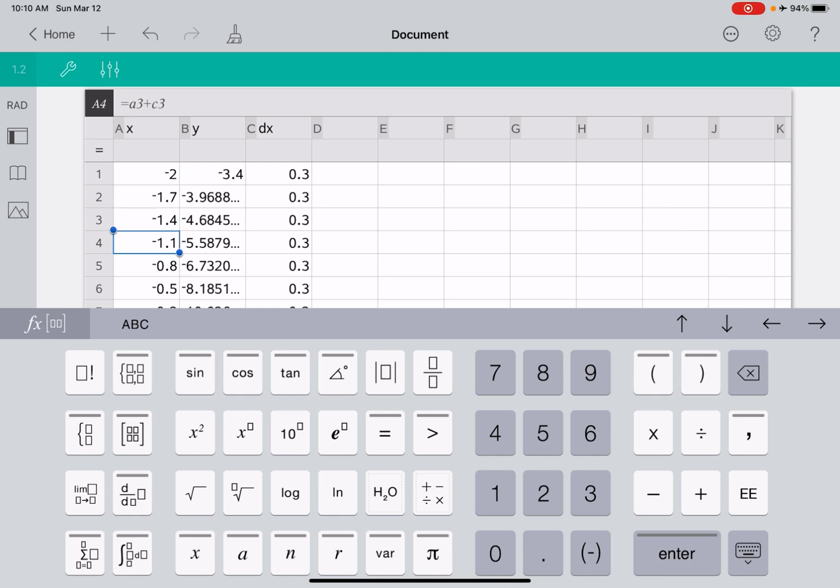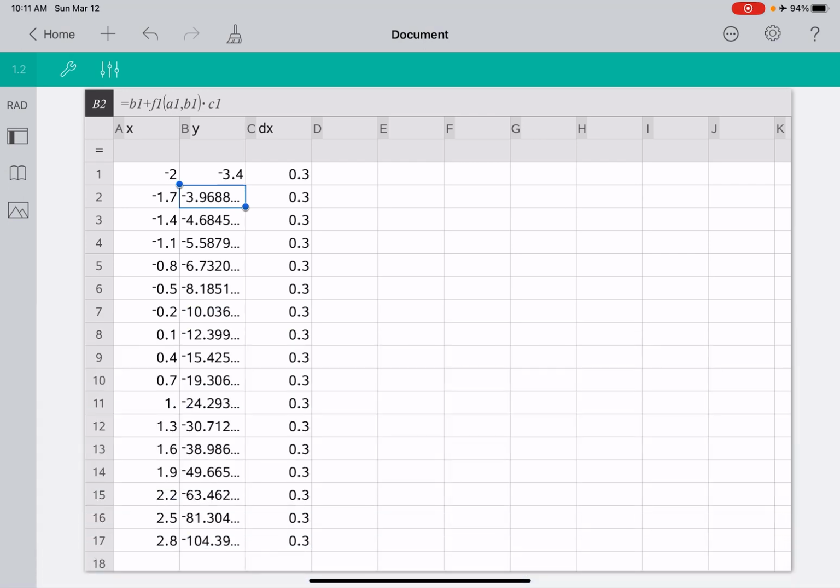They're increasing by 0.3 each time. Now, what we should pay attention to, although I'm not sure if we have to make a change here or not, is this formula in cell B2 now correct? So the next y value, B2, comes from the previous y value, which was B1. We add to that F1, which was the differential equation, evaluated at the previous ordered pair, A1, B1, and then we multiply the value of that derivative, the numerical value, times your dx or delta x, which is 0.3.